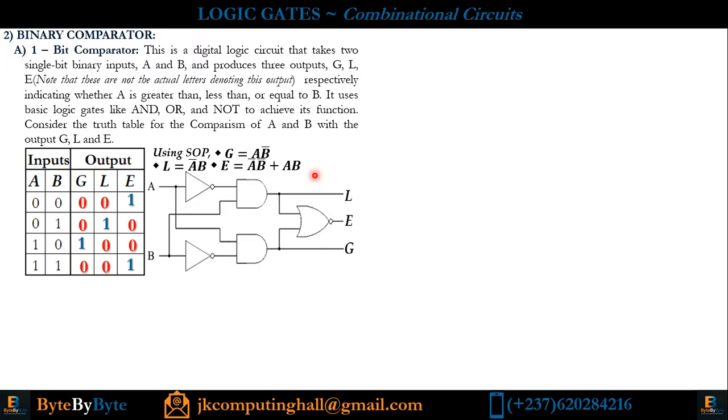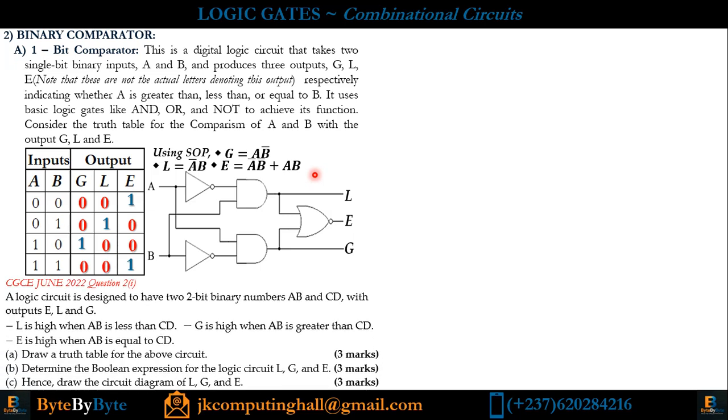Okay, let's proceed. We're now going to move forward to a 2-bit comparator, but I wanted to explain this 2-bit comparator by using a GCE question which was proposed in 2022. And the question says, a logic circuit is designed to have 2-bit binary numbers AB and CD with output E, L, and G. L is high when AB is less than CD. G is high when AB is greater than CD, and E is high when AB is equal to CD.